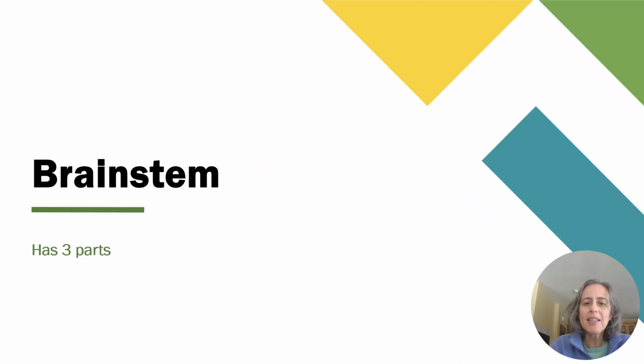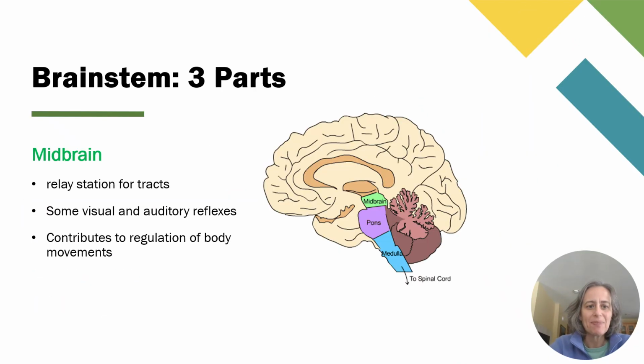All right, so the brainstem has three different parts. The most superior one is the midbrain, so you can see that in green on the diagram here. There's the midbrain up there, and it's a relay station for tracks. What does that mean? Well, we have axons coming into the brain, axons coming down from the brain, and then they're going to pass off the signal to another neuron, which is then going to send a signal up or down. So kind of like a relay race, passing the baton.